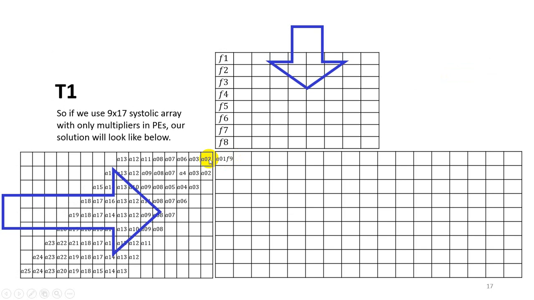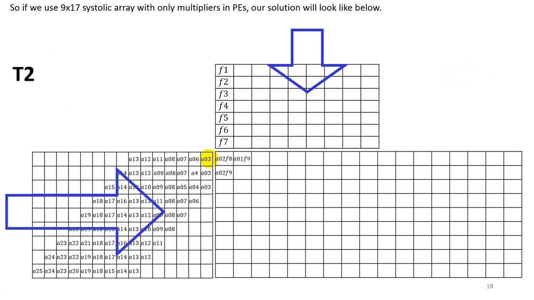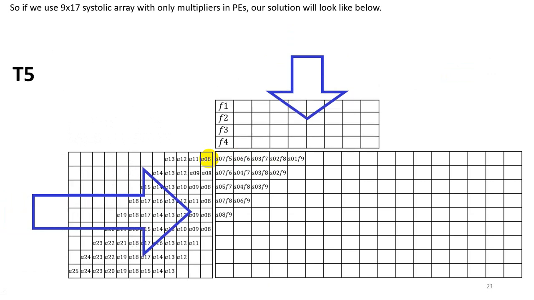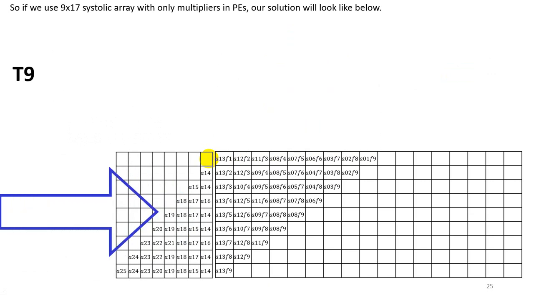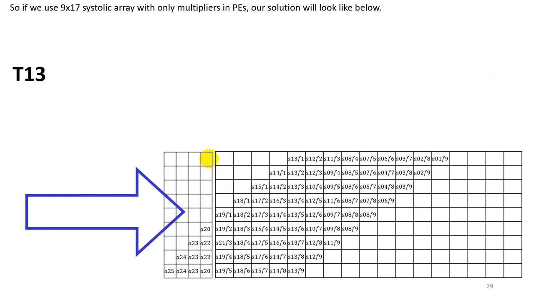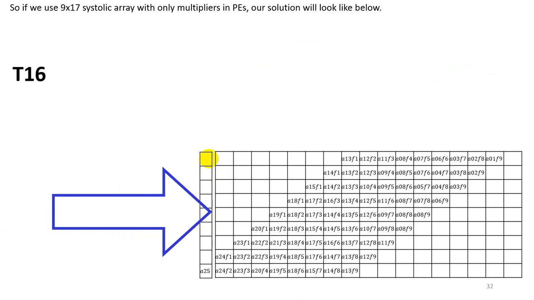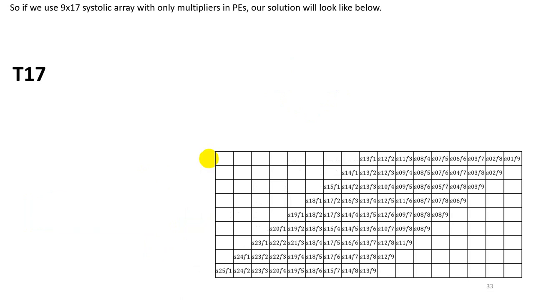So this is the first multiplication result, and it is moved forward, and similarly all the results are moving forward, and we are getting the processing at each clock cycle. We have done the total convolution in 17 cycles. If we put an accumulator register at the end, we can have the output value.